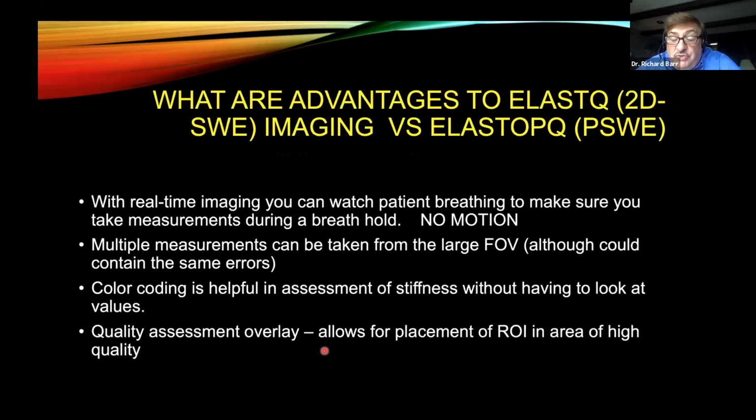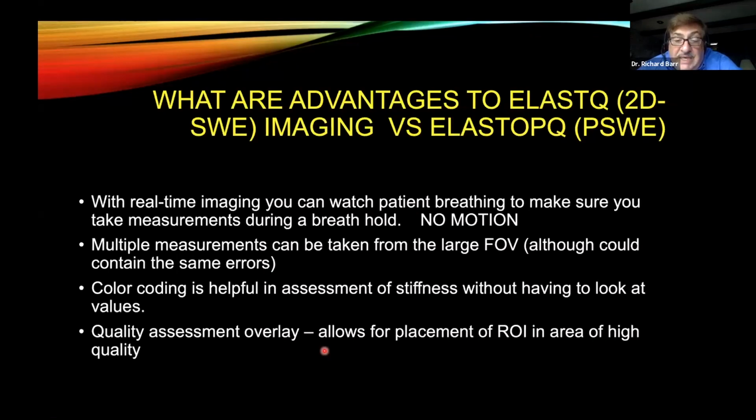In point shear wave, you don't have a real-time B-mode image, so you're relying on the patient to do this by themselves, so you have no way of checking. We can take multiple measurements from that large field of view, although I don't recommend that, because if something was done wrong, all the measurements have the same errors.